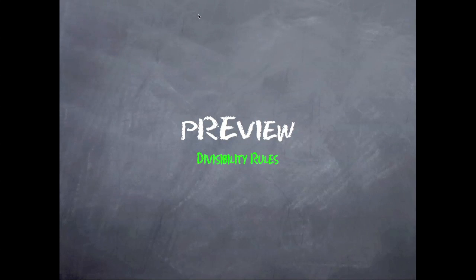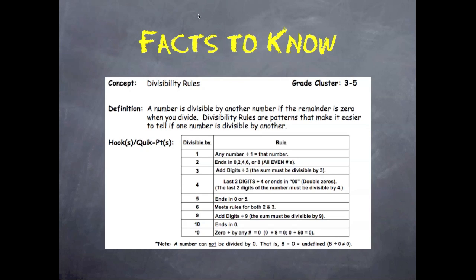This video covers the pre-review concept of divisibility rules. So, some facts to know. Let's use this mouse pointer as a pen. So, divisibility rules, the definition is, a number is divisible by another number if the remainder is 0. So, that's important. Remainder has to be 0 when you divide.